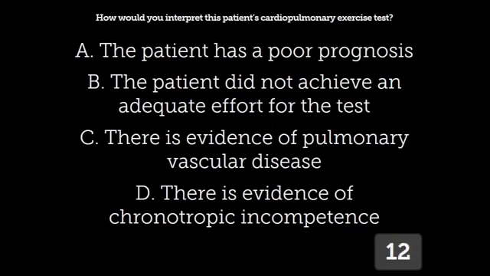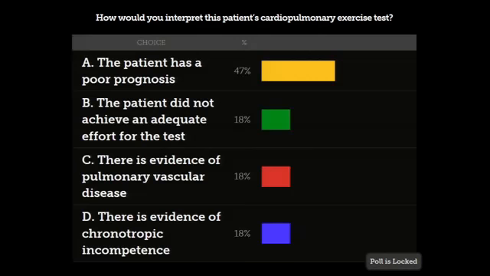So the patient has a poor prognosis. She did not achieve an adequate effort. There's evidence of pulmonary vascular disease, or there's evidence of chronotropic incompetence. Okay, good. So most of you said poor prognosis.